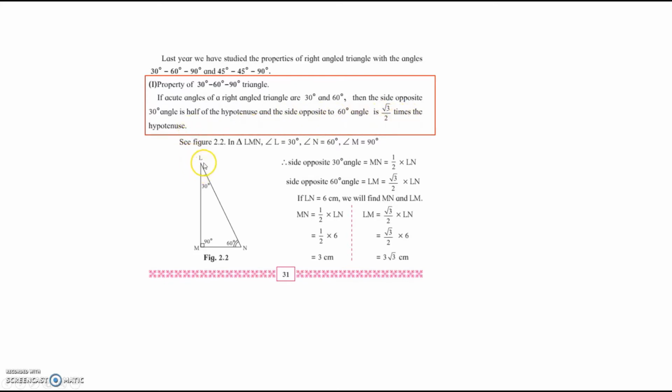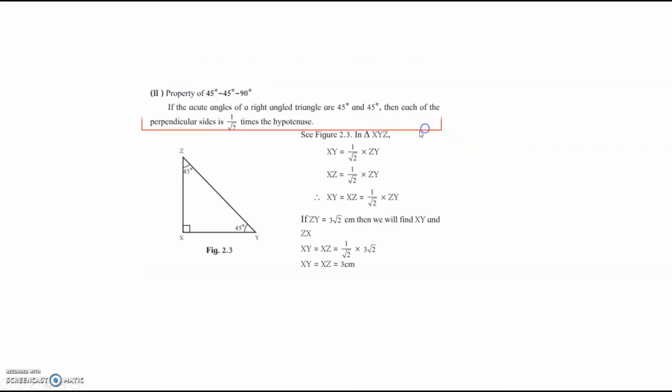So here we have a triangle LMN where one angle is 90 degrees, another angle is 30 degrees, another angle is 60 degrees. So this is called a 30, 60, 90 triangle, and the side opposite to 30 degrees, that is MN, is half of the hypotenuse. And side opposite to 60 degrees, that is LM, is root 3 upon 2 times the hypotenuse. This is a formula which we will be using.